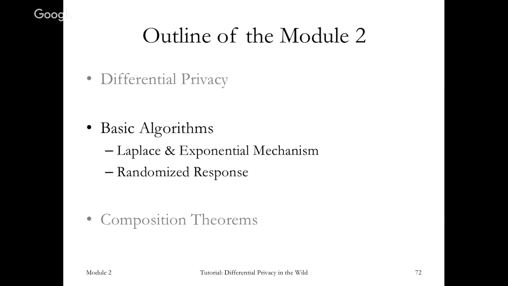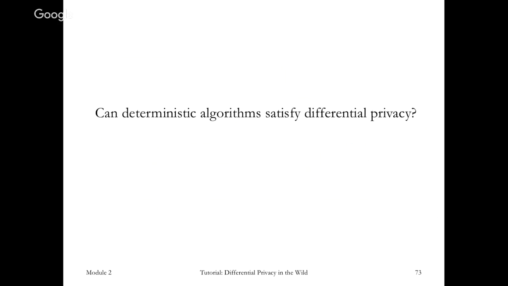So that was the definition of differential privacy. Now I'd like to go in and describe a few different algorithms, and we'll see how they satisfy differential privacy. These are basic building block algorithms that are used in a lot of state-of-the-art differentially private techniques. Maybe first we'll start by asking a question: could a deterministic algorithm satisfy differential privacy? I indicated that the algorithms are randomized, but is it possible to design a deterministic one?